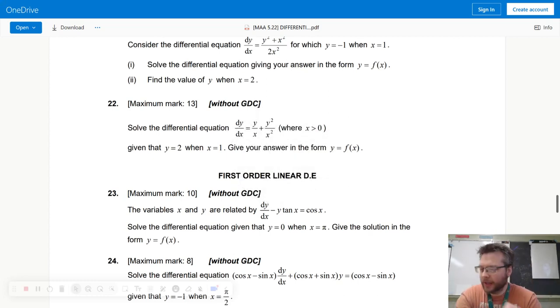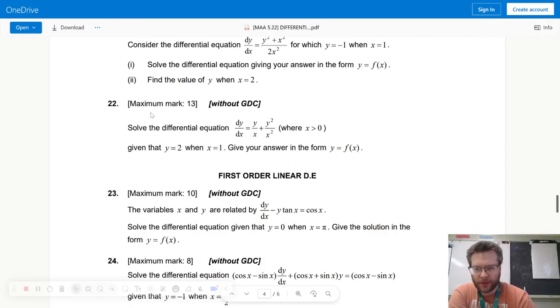So I wanted to do another differential equation of this homogeneous type, and then I just want to talk for a second about why that method works and why you should expect it to work. So let's look at this one here.